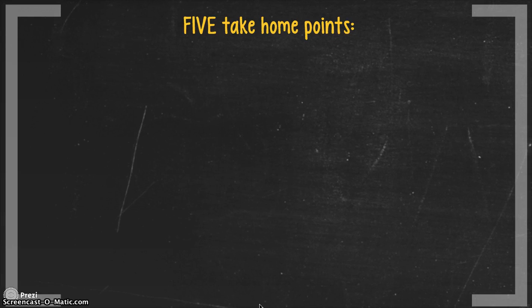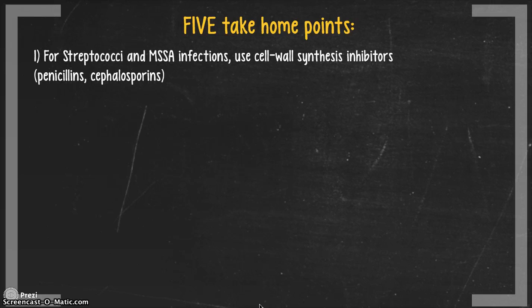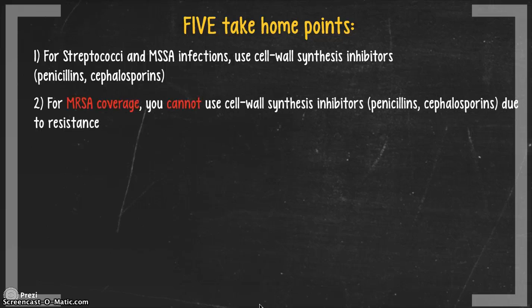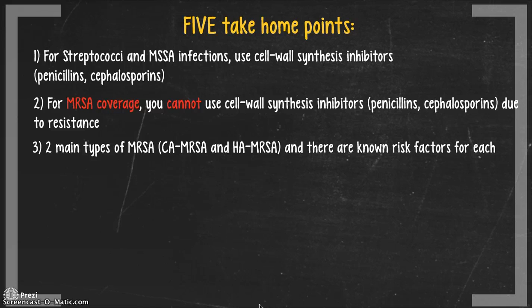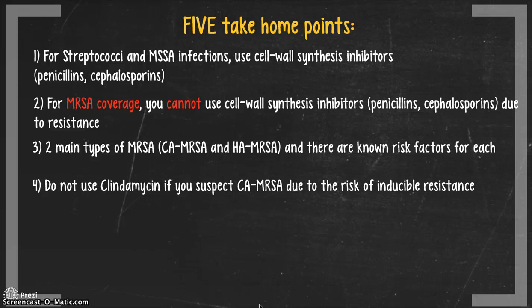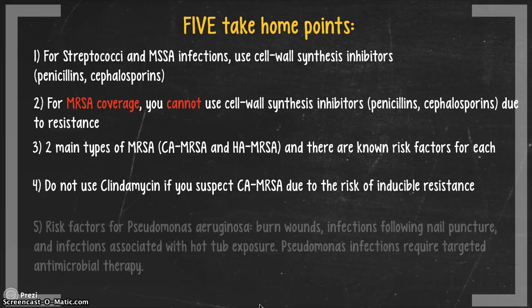To summarize, the 5 take-home points from this Chalk Talk are: 1. For streptococci and MSSA infections, use cell wall synthesis inhibitors like penicillins and cephalosporins. 2. For MRSA coverage, you cannot use cell wall synthesis inhibitors due to resistance. 3. There are two main types of MRSA, community-acquired MRSA and hospital-acquired MRSA, and there are known risk factors for each. 4. Do not use clindamycin if you suspect community-acquired MRSA due to the risk of inducible resistance.